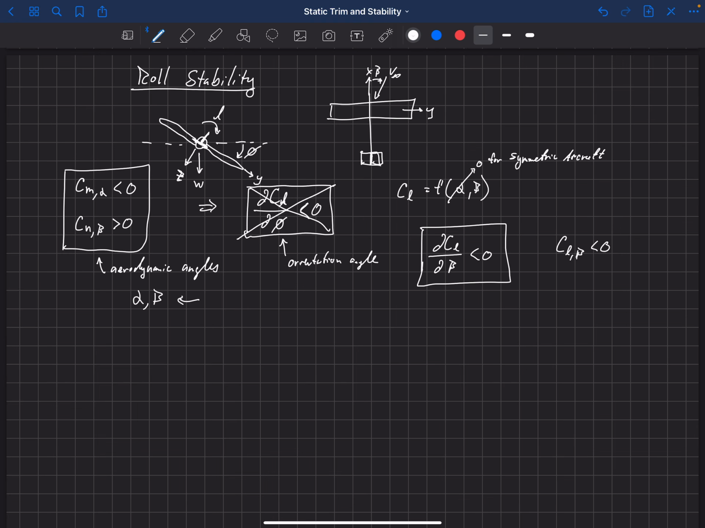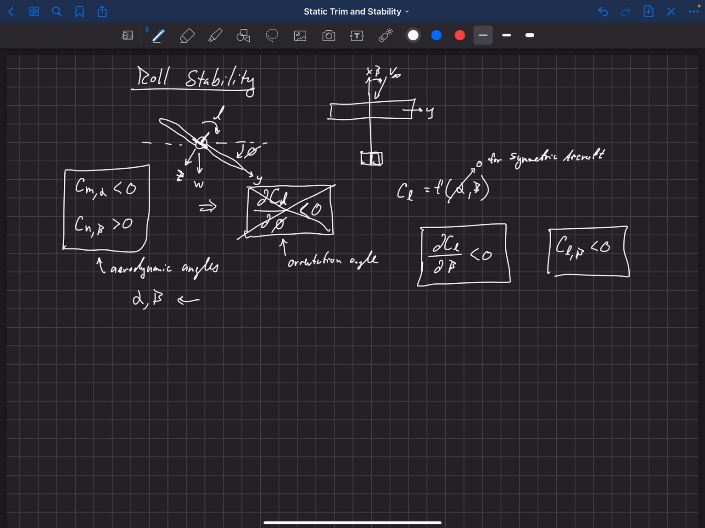In order for us to be stable in roll, this change in rolling moment with respect to beta needs to be negative. Now, we can talk briefly about the ranges of this, and the amount of roll stability you want really depends on the pilot and the mission. So for fighter aircraft, they actually don't really want any roll stability. The pilot wants to be in control of that, because if you have too much roll stability, you have difficulty banking, because the aircraft is trying to fight you a little bit as you try to bank the aircraft.